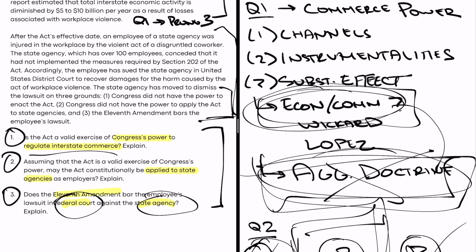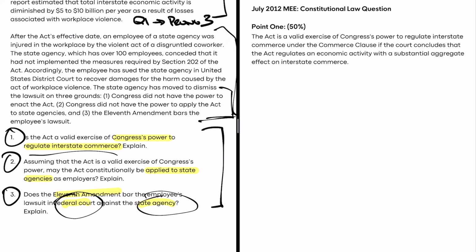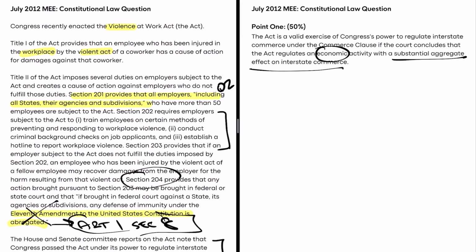But what we'll do is just take a look point by point at what the bar examiners were looking for from examinees, starting with point number 1, which was worth 50% of the essay. Here, the bar examiners were looking for examinees to conclude that the act is a valid exercise of Congress's power to regulate interstate commerce under the Commerce Clause if the court concludes that the act regulates an economic activity with a substantial aggregate effect on interstate commerce. So yes, this ended up being just a basic Commerce Clause analysis, right?